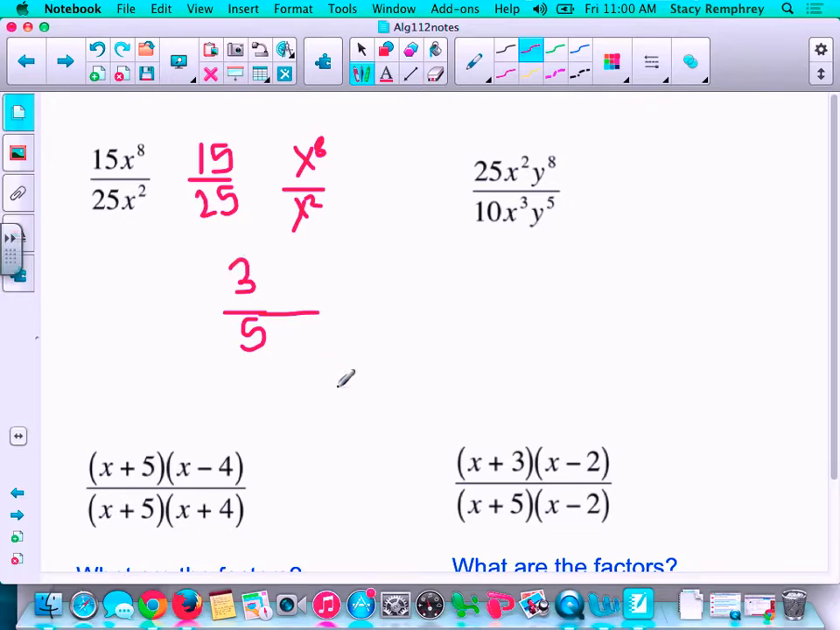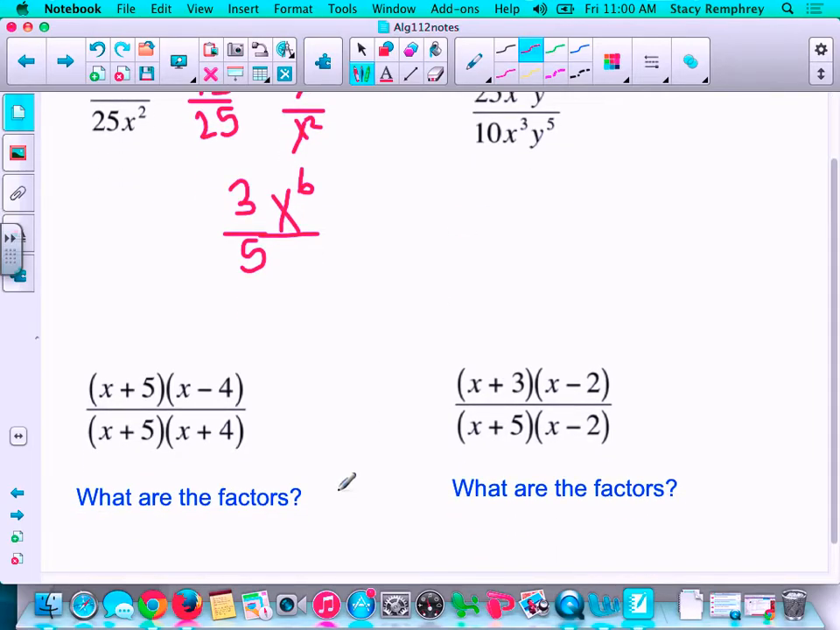Now, some of you kept writing this as a second fraction. That needs to stop. I was nice with that on chapter 9, but it needs to stop. I have 8 x's across the top. I have 2 x's on the bottom. So there's going to be canceling, and I'm going to have x to the 6th left on the top.